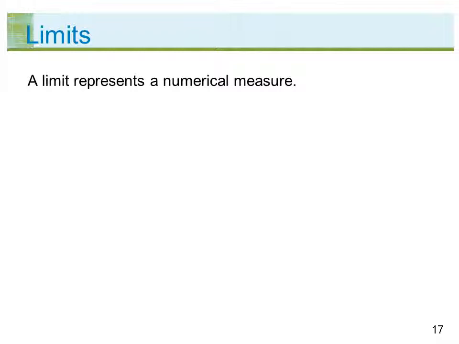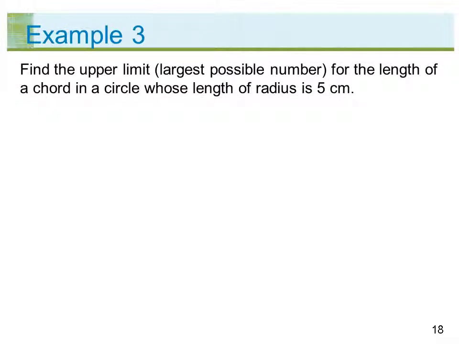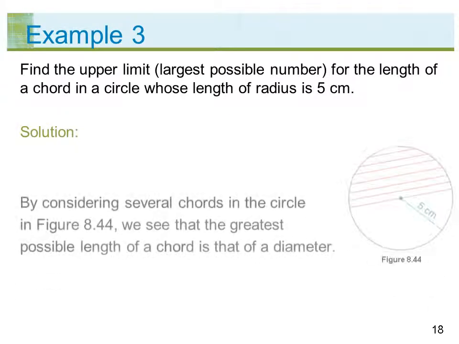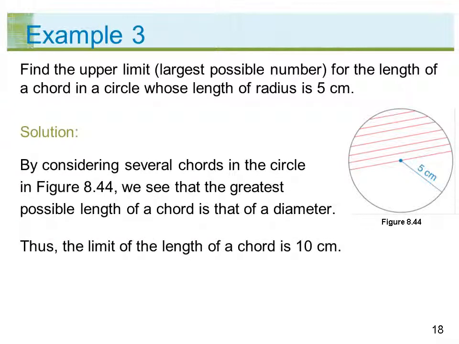A limit represents a numerical measure. In some situations, we seek an upper limit, a lower limit, or both. Find the upper limit, largest possible number, for the length of a chord in a circle whose length of radius is 5 centimeters. Solution. By considering several chords in the circle in figure 8.44, we see that the greatest possible length of a chord is that of a diameter. Thus, the limit of the length of a chord is 10 centimeters.